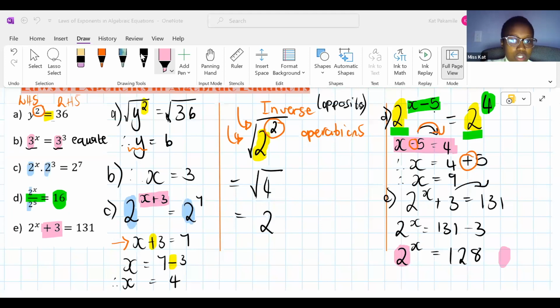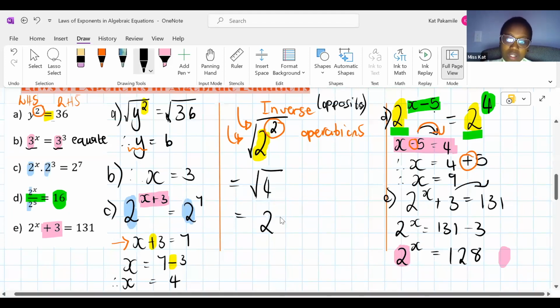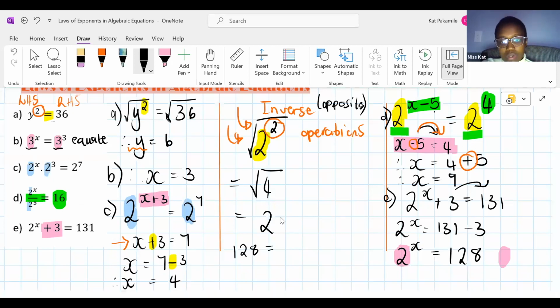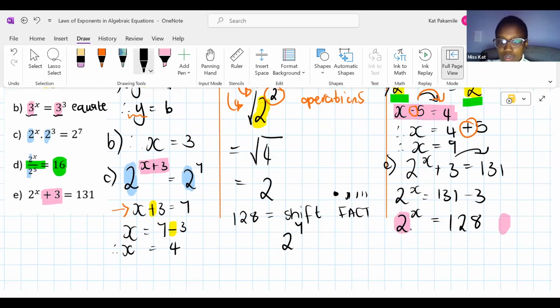Guys, if you're doing this with your calculator, then you can go on your calculator and press 128. Press equals, and it's going to say 128 again. Then press shift and press fact. That's the button with the commas and the dots. Okay, and it's going to tell you that 128 is the same as 2 to the power of 7. So then we're going to have 2 to the power of x is equal to 2 to the power of 7. We have achieved same bases.